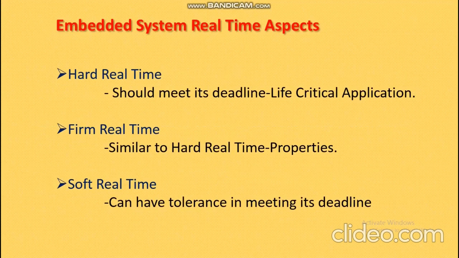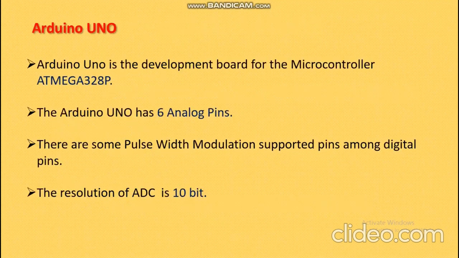An embedded system is nothing but a combination of hardware and software that will perform a certain task. It is like programming the physical objects. Some of the real-time aspects of embedded systems are hard real-time, firm real-time, and soft real-time. Hard real-time means it should meet its deadline, as in life-critical applications. Firm real-time is similar to the hard real-time property. Soft real-time has tolerance in meeting its deadline.